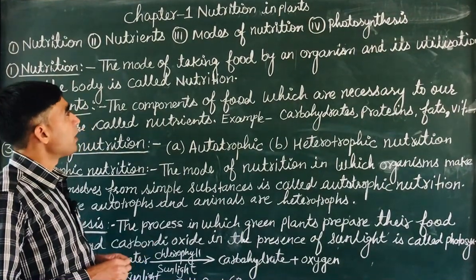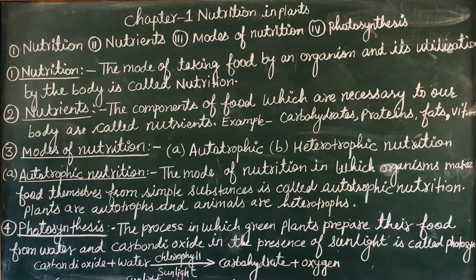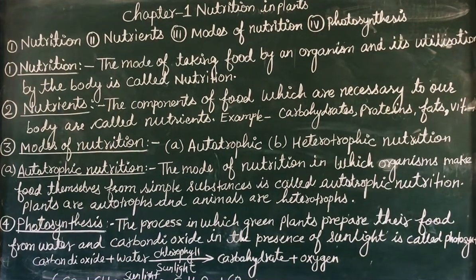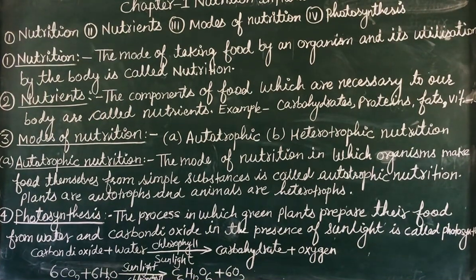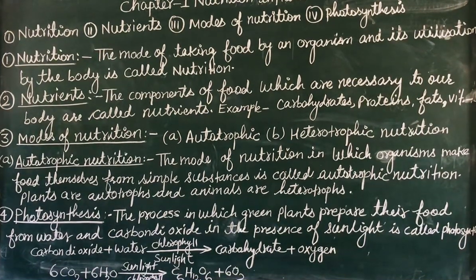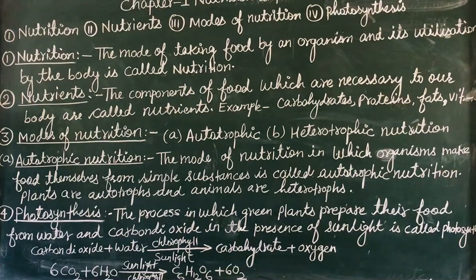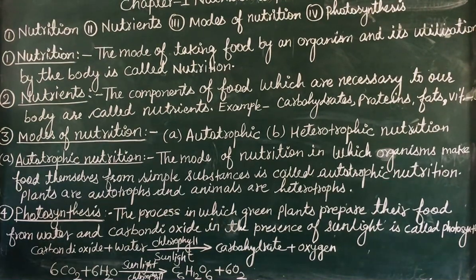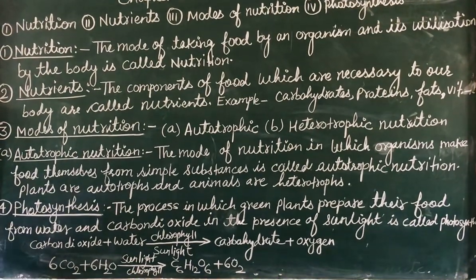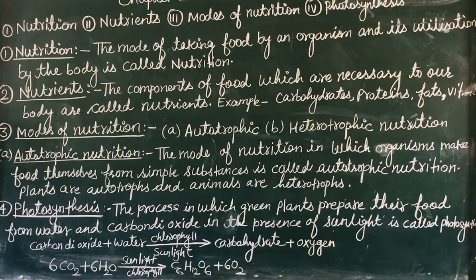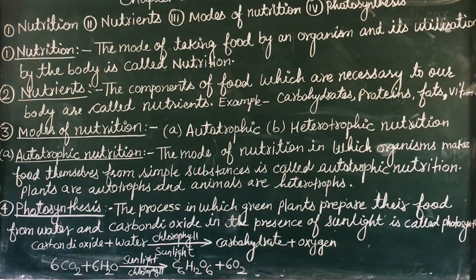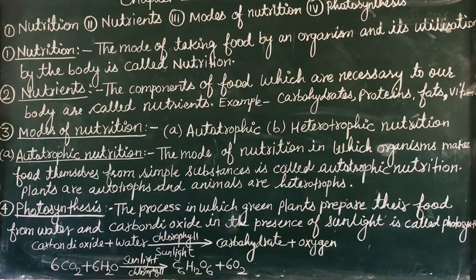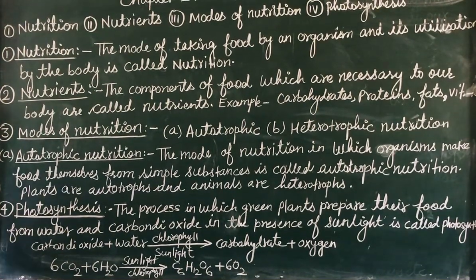Today we will learn chapter number 1 of class 7th, Nutrition in Animals. In this video we will learn four topics: first, nutrition; second, nutrients; third, modes of nutrition; and fourth, photosynthesis. So let's start our class. The first topic is nutrition.